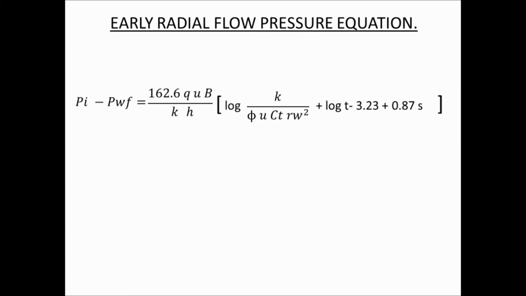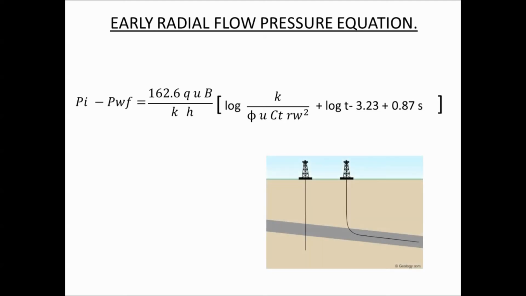Now, let's move to the first equation, which is the early radial pressure equation. Since the well is a horizontal well, the contact area of the well changes. The vertical well is affected by the height, whereas the horizontal well is affected by the length of wellbore penetration. The wellbore penetration is parallel to the reservoir bedding.